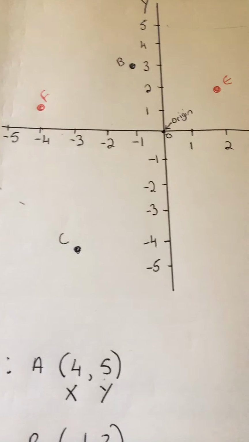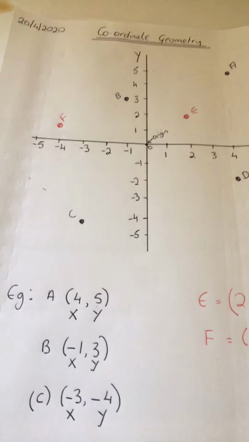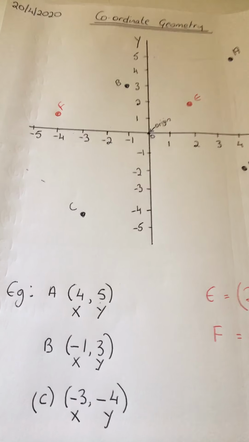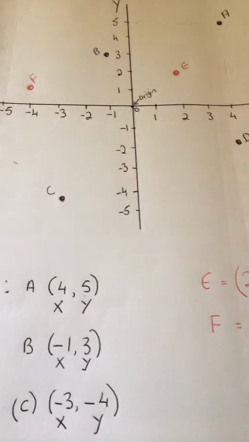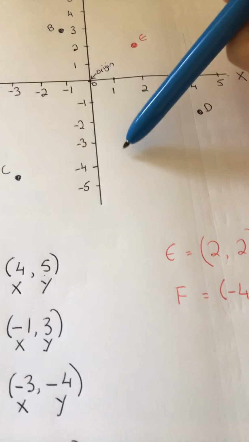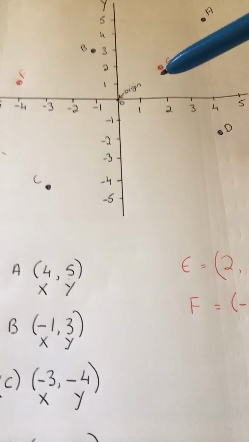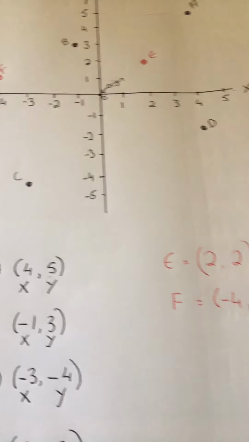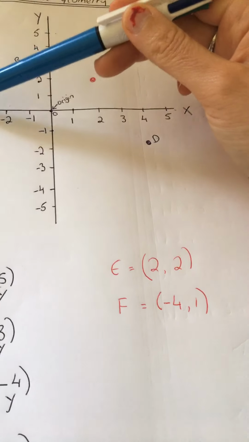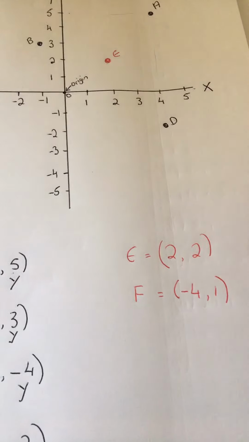So -4, 1. Now people often ask, does it matter which one comes first? So if you said, okay, F is 1, -4. Where's 1, -4? That's not F. So it does matter which number you give first. You have to give the number on the x-axis first and then the number on the y.